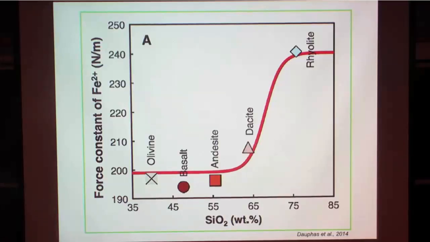And this is also seen in natural samples. There's this trend of iron isotopes with SiO2. This is in liquids. This is in solid. Or glass. This is in glass. Yes. So they make the glass, but then you do the experiment at room temperature.